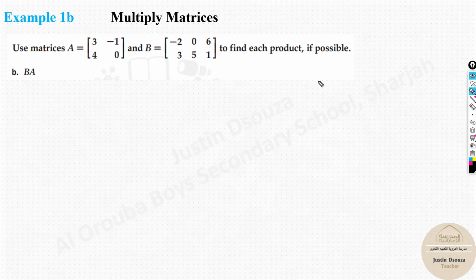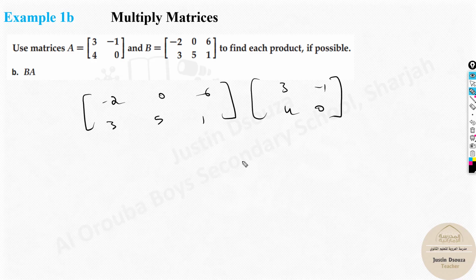So whenever you multiply any matrix, the first thing I would suggest is, what is the first matrix given? B, right? Write that first. Minus 2, 0, 6, 3, 5, 1. Multiplied with A, that is 3, minus 1, 4, 0. This is how you write it.